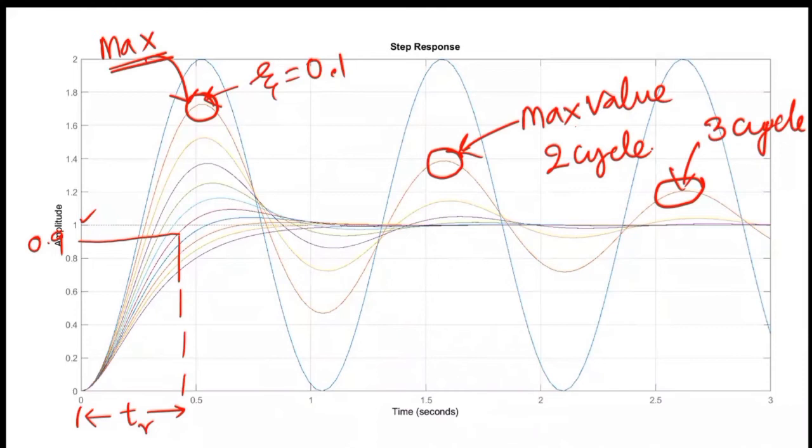So, it is the time taken by the response to attain the peak value for the first time. So, this is the first time the response is attaining its peak value. The time taken by the response to attain this value is known as peak time. Somewhere here it would be there. So, this is the peak value.